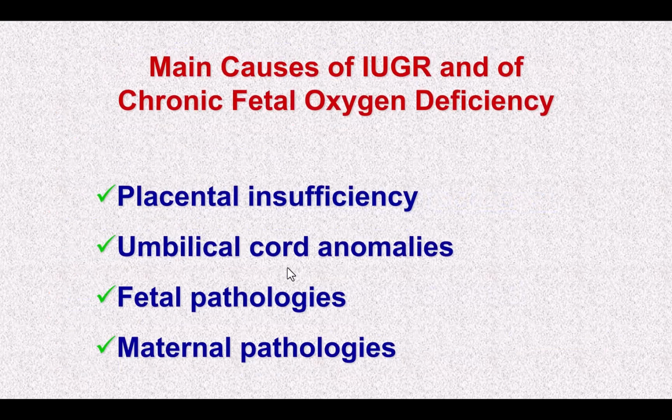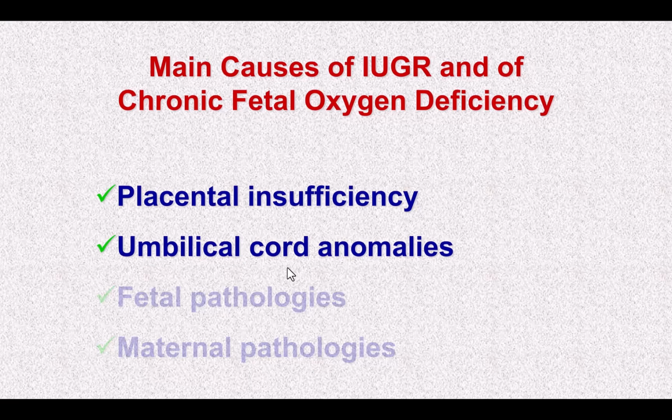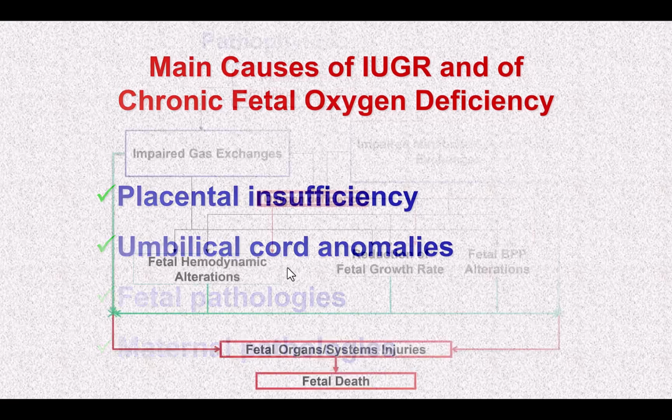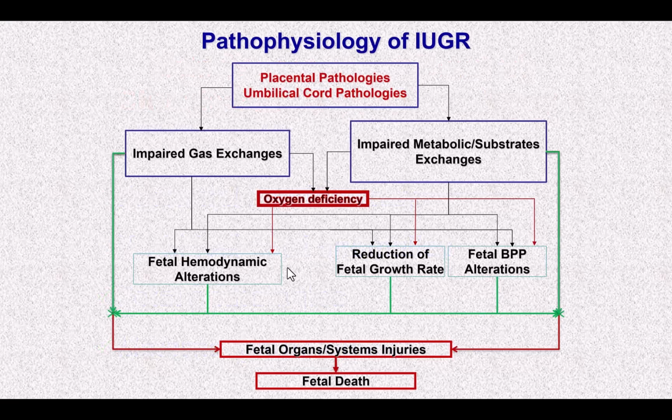If we look to the chronic fetal oxygen deficiency, the main causes of IUGR, as you can see here, are the placental insufficiency and umbilical cord anomalies. If we look to the pathophysiology of IUGR, we can see that placental pathologies and umbilical cord pathologies may produce an impaired gas and metabolic exchange between the mother and the fetus. And the fetus tries to face this situation, changing the hemodynamics, reducing the growth rate, and changing the biophysical profile.